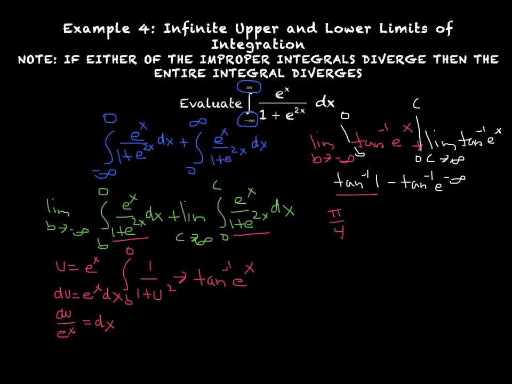And this is where it gets a little tricky here. We're going to move this e to the negative infinity to the bottom. So that's going to end up being the inverse tangent of 1 over e to the infinity. Well, what is 1 over e to the infinity? Essentially 0.